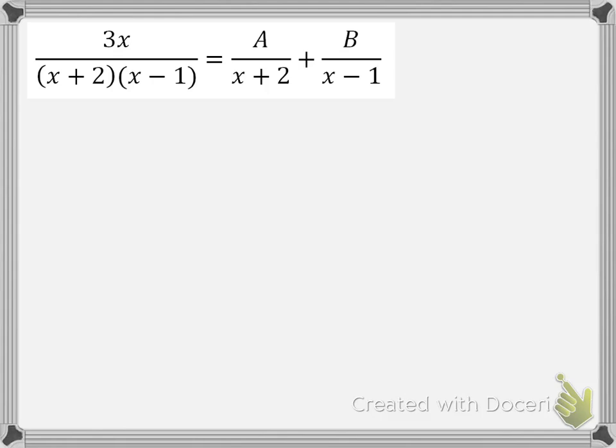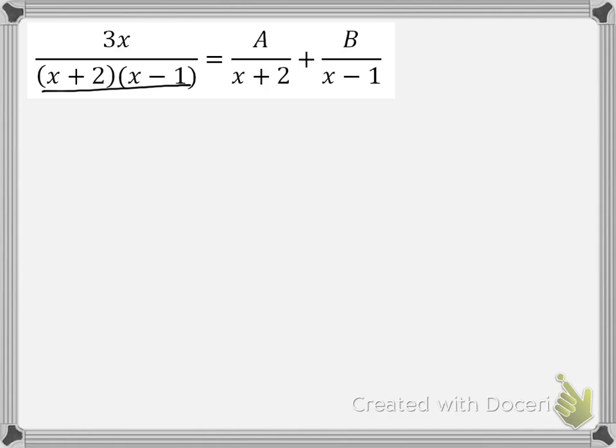So here we have 3x over (x plus 2) times (x minus 1). We need to break that into two fractions, A over (x plus 2) plus B over (x minus 1). So in order to solve this equation for A and B, I'm first going to multiply by our least common denominator, which is this right here, (x plus 2) times (x minus 1).